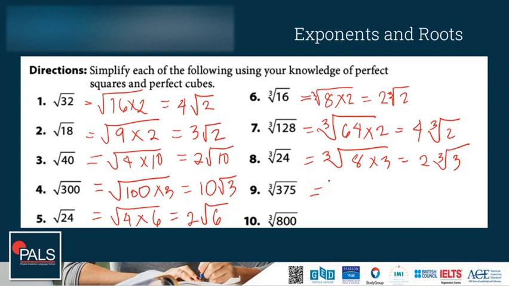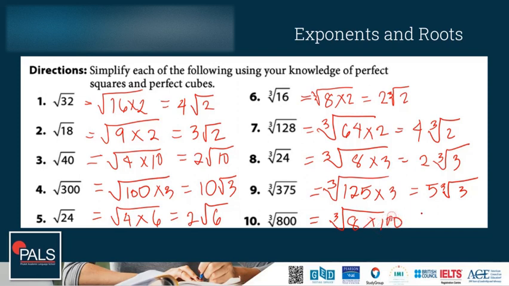Number 9 is cube root of 125 times 3, which equals cube root of 125 is 5, cube root of 3. Number 10, cube root of 800 is cube root of 8 times 100, which equals 2 cube root of 100.